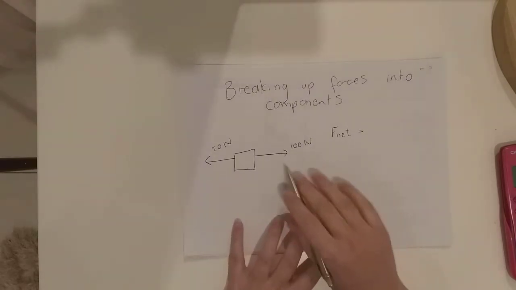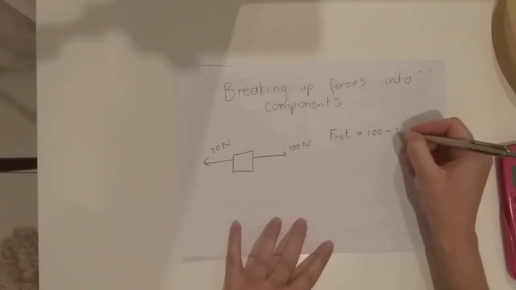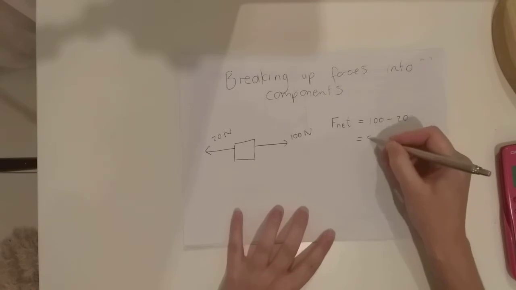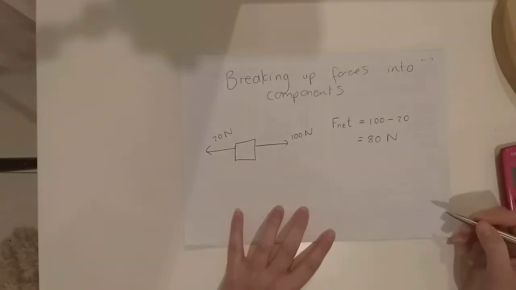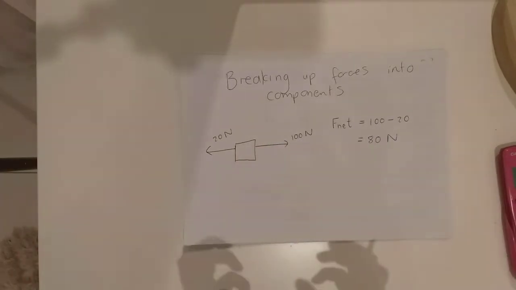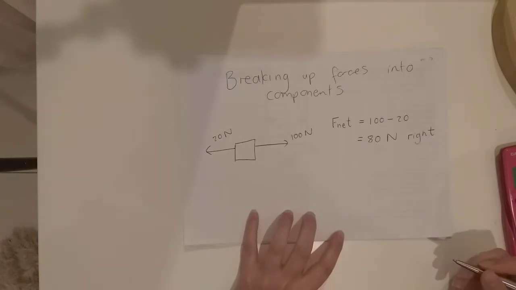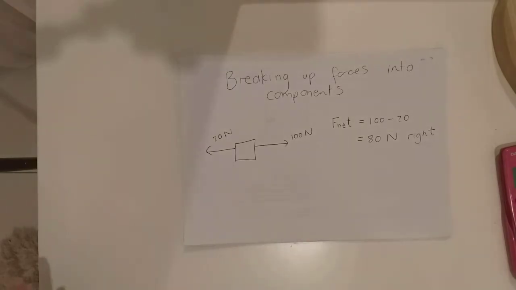you would basically say this force minus that force. So 100 minus 20 newtons, which gives you 80 newtons. Now, forces are vectors, so it also needs direction. So you have to say the ultimate force at the end is 80 newtons to the right. That is if your forces are all in a straight line.